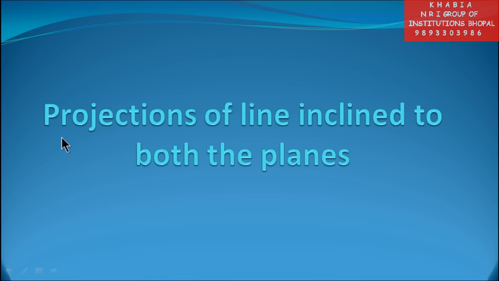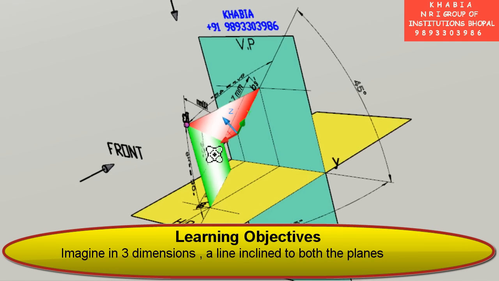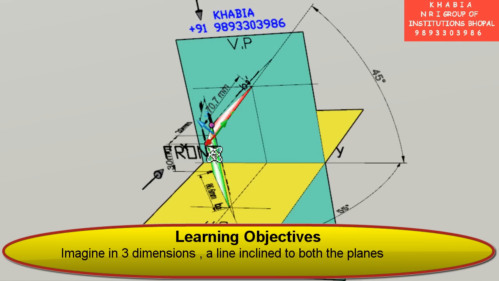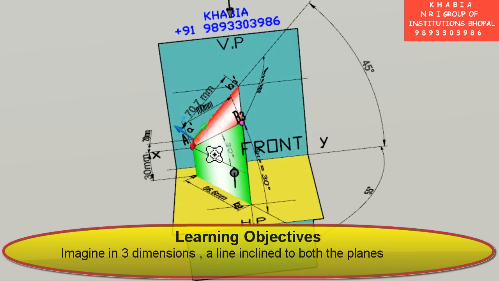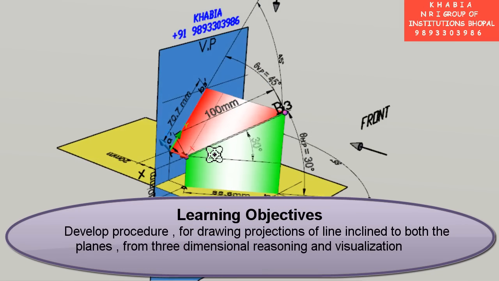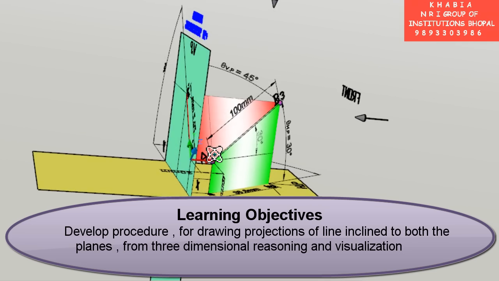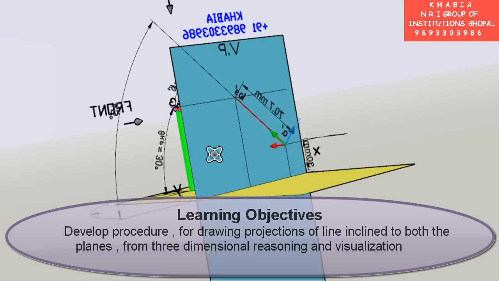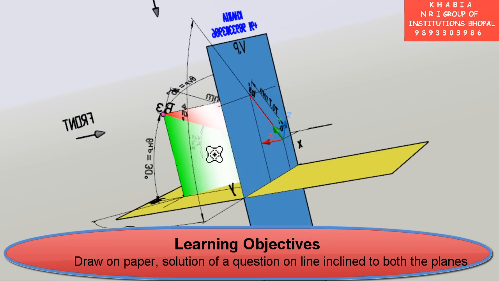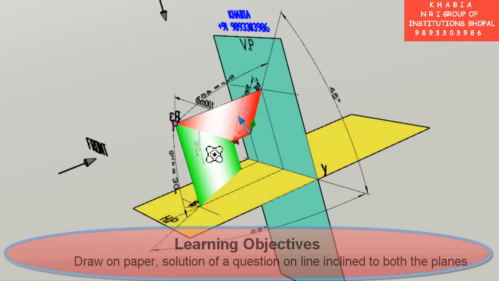Friends, this spoken tutorial is on projections of line inclined to both the planes. In this spoken tutorial, we will learn to imagine in three dimensions a line inclined to both the planes, develop a procedure for drawing projections of line inclined to both the planes from three-dimensional reasoning and visualization, and finally draw on paper the solution of a question on line inclined to both the planes.